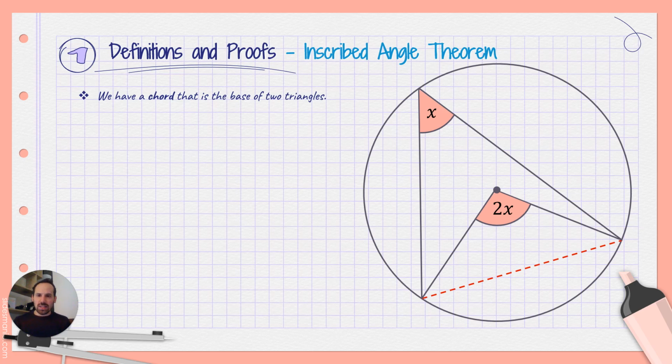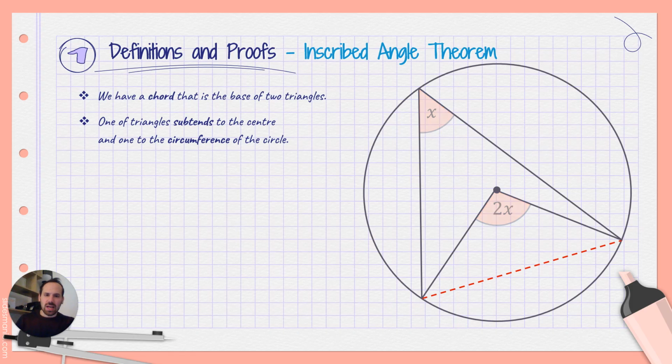We've got a chord, and that's the base of two triangles that are inscribed on this circle. Well, except one of them is going up to the center, and one is on the circumference. So we have this word subtend. When it says the triangle subtends to the center, it just means it goes up to the center and meets there. So how would we prove that if we didn't know?